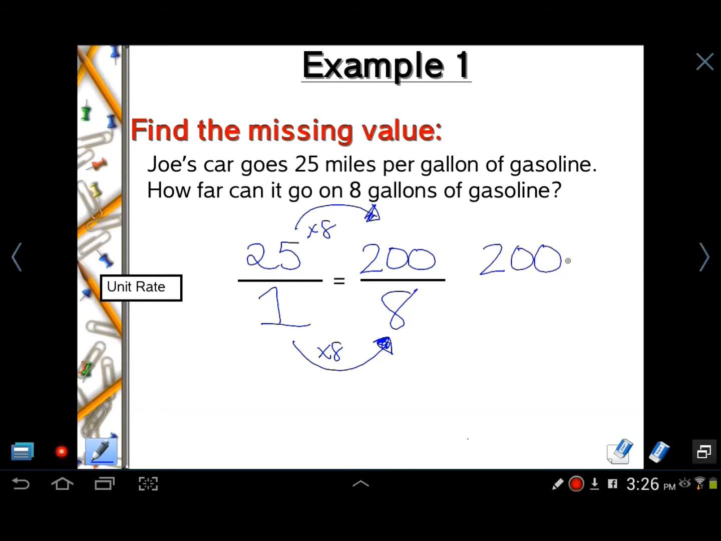200 miles per 8 gallons of gas. So our answer is not a unit rate. Like I said, it's not a unit rate, it's a rate. Still a ratio, it's a rate, but in this instance we got 200 miles for 8 gallons.